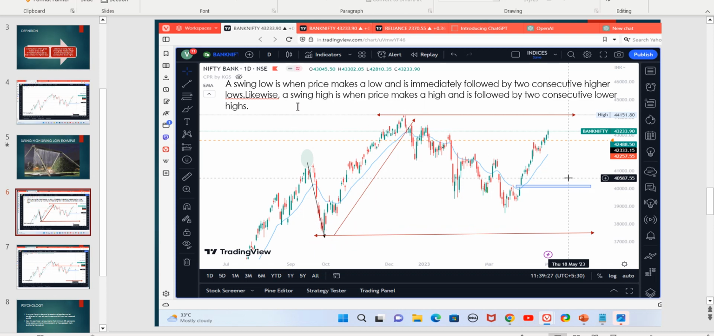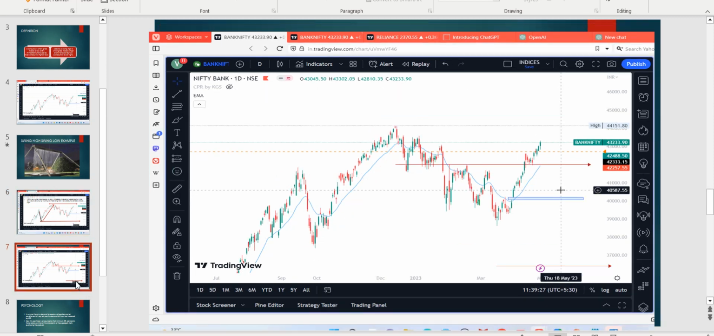Likewise, a swing high is when price makes a high and is followed by two consecutive lower highs. This is one lower high, another lower high. So this is considered a swing high. I hope you guys understand what swing high and swing low are, and how we mark these levels with the definition. Now let's get a little bit deeper.